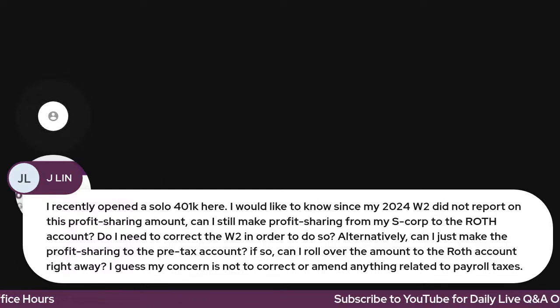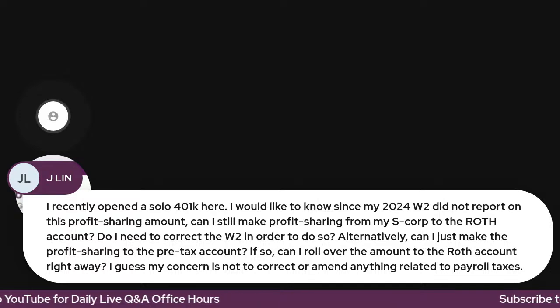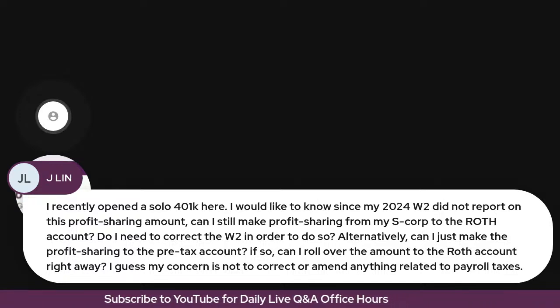Now, I used the word quirky earlier because if you make it as an employer Roth solo 401k contribution, yes, it's going to be deductible on the Form 1120S, so your 2024 Form 1120S for your S corporation.